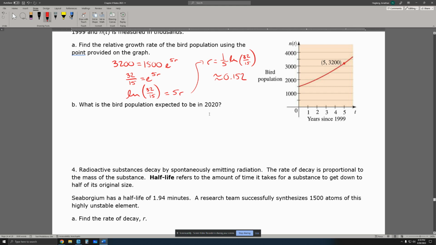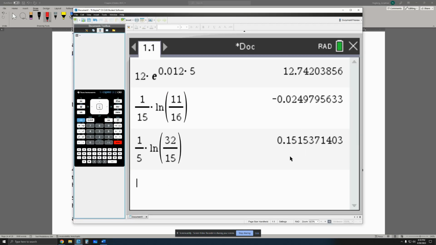Okay, so now we can use our exponential model using r in our equation. So N of T is equal to our initial value, 1,500, e to the 0.152 times 21. So T here is going to be 21 because 2020 is 21 years after 1999. All right, so now we can just go ahead and evaluate. What I'm going to do here is plug this into the calculator, and I'm going to show you a few tricks here. First things first, we could just take this as our answer.